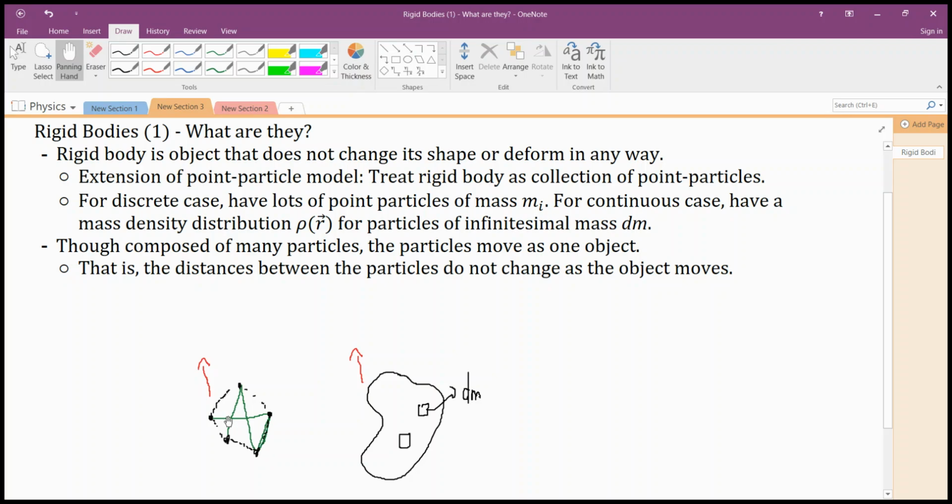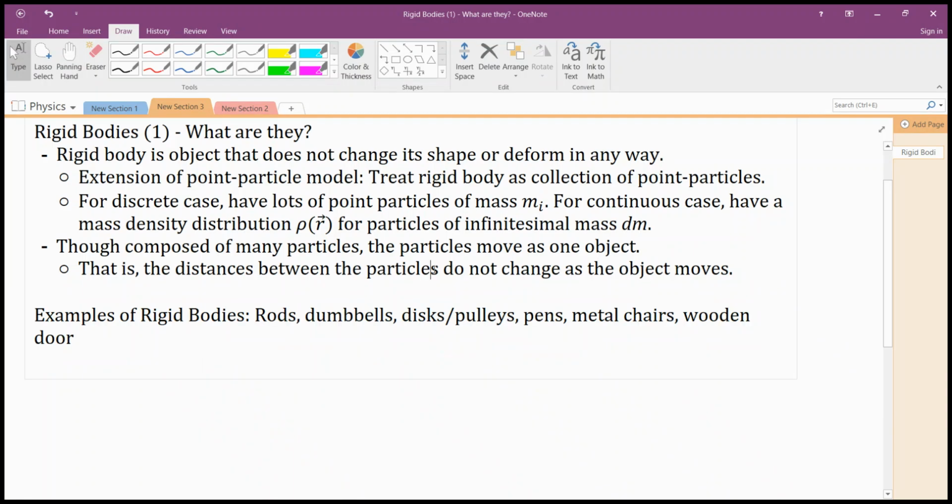That is, the length of these green lines that you can draw between the particles does not change as the object moves. The same thing is true for the continuous case. In this case, the distance between any points on the object does not change as the object moves. So these point particles, which are just points on the object, you draw the distance between them, the length of this green line, it does not change as the object moves. That is the mathematical way of talking about a rigid body.